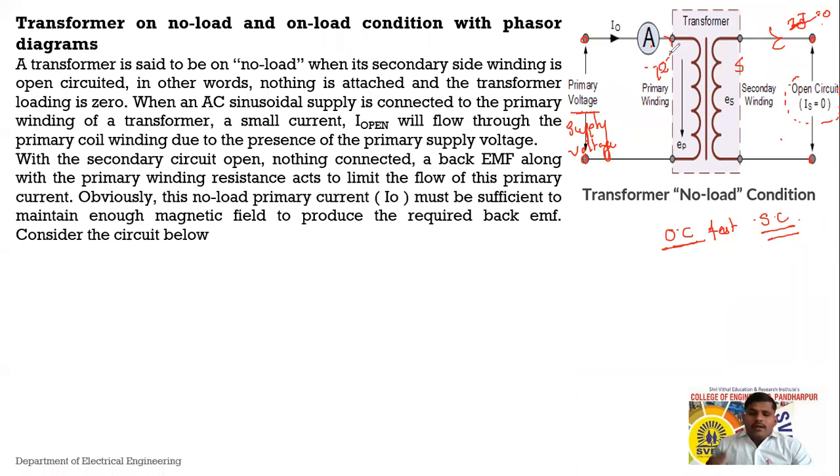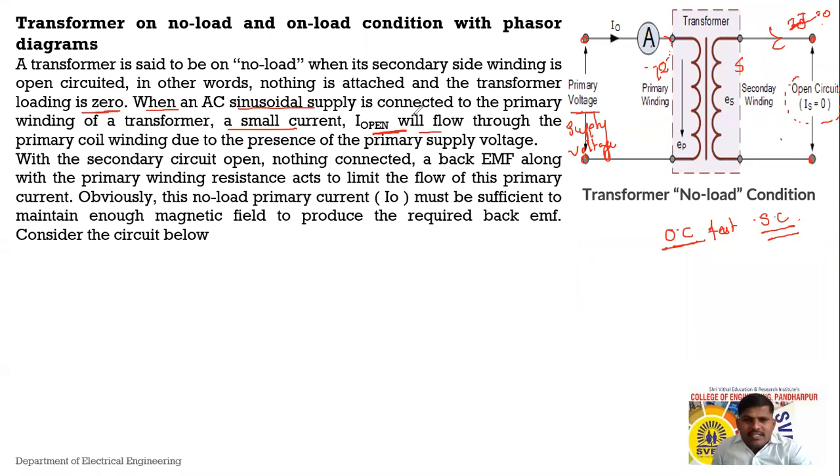See, to overcome the value of these losses, just a minimum amount of current is required. So that minimum amount of current will be taken from the supply. Supply कडून हा कमी amount चा current घेतला जाईल. So see, when secondary is in no load condition, that means zero current flowing from the secondary side, or zero load. When an AC sinusoidal supply is connected to the primary winding of the transformer, a small current, that is I0 open circuit current, will flow through the primary winding due to the presence of the primary supply voltage.